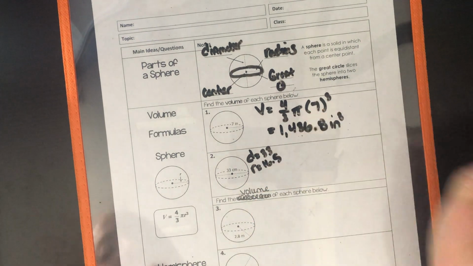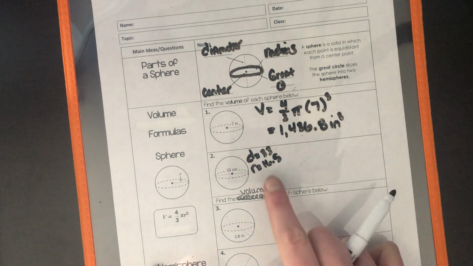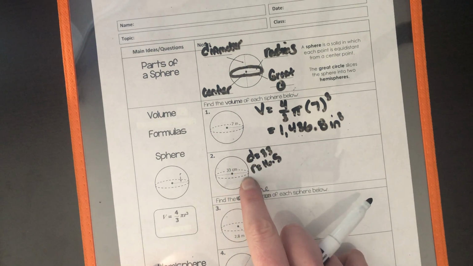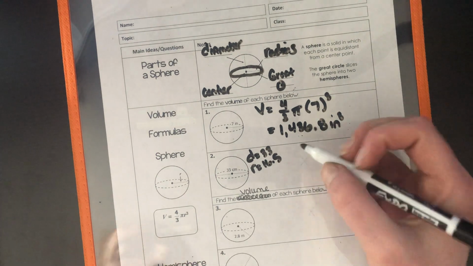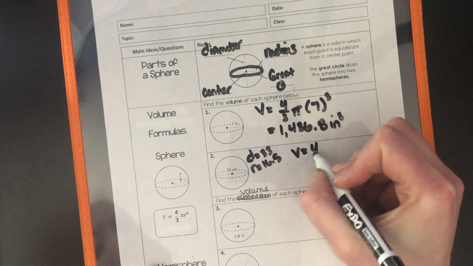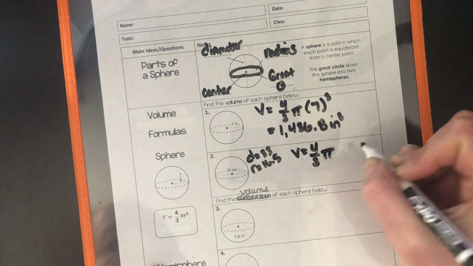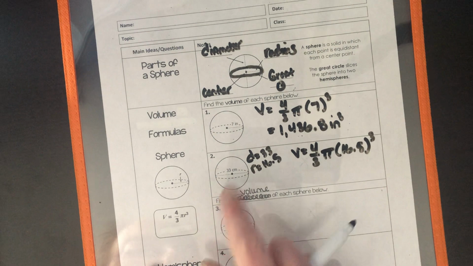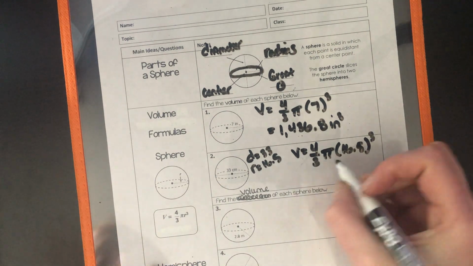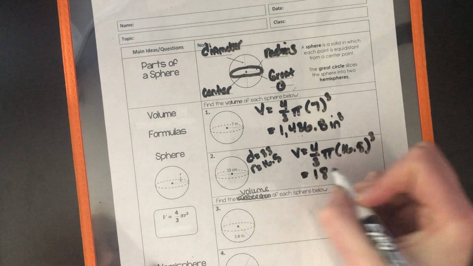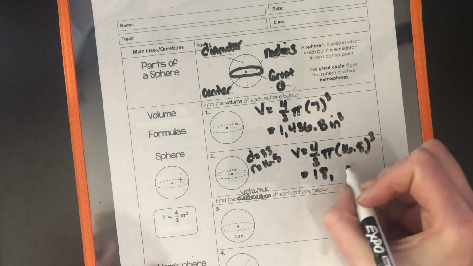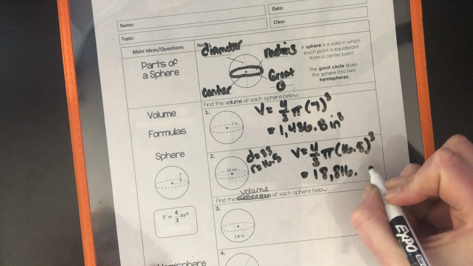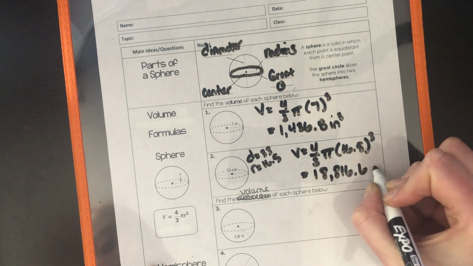So now we have everything we need. But it's going back to knowing the parts of a circle and how to go from diameter to radius and radius to diameter. So volume equals 4/3 pi times 16.5 cubed, because we had to take half of 33. And you would get 18,816.6 centimeters cubed.